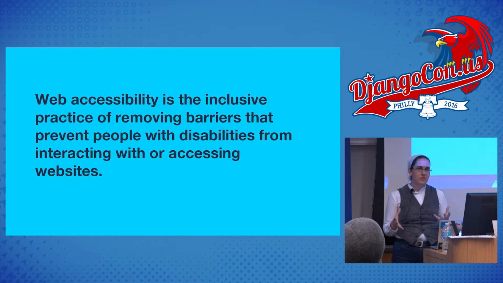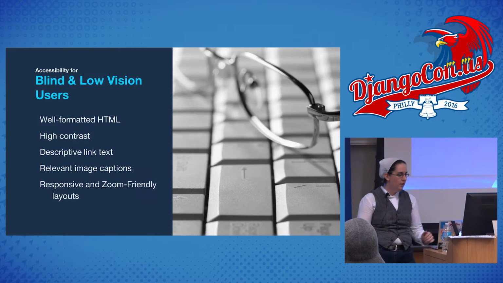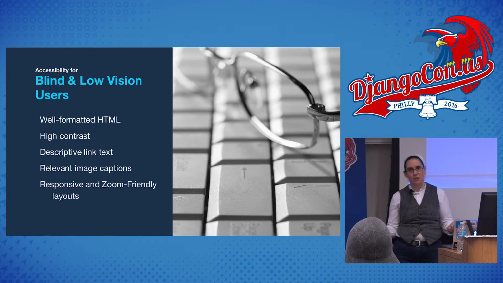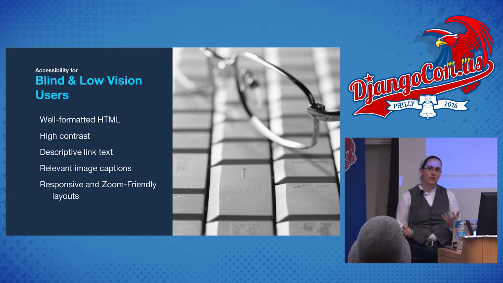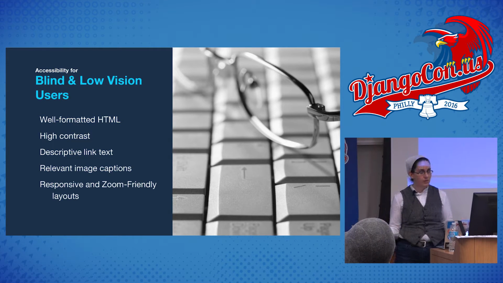So we're going to talk about some of the different disabilities that people have that can have them hitting up against barriers when they're trying to get online. The first one is blind and low vision users. This is the one that everybody thinks of. You have to make your website screen reader friendly. Being accessible to blind and low vision users is actually a lot more to it than being screen reader friendly. Although being screen reader friendly really helps.